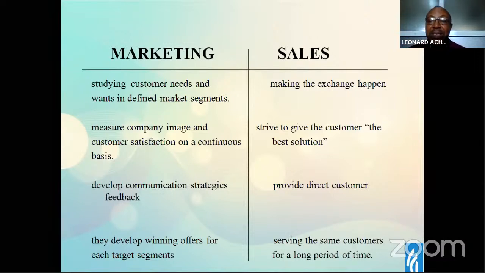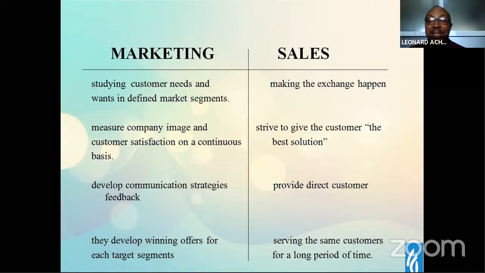Whereas sales provides direct communication with the customer. While marketing is waiting for maybe a postal response or internet response, feedback.